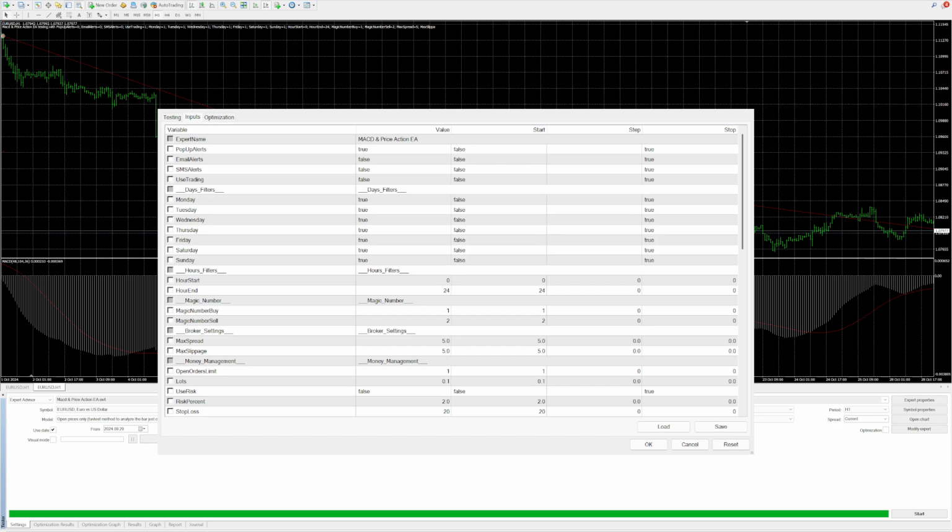So we have here the expert name. This is the name that will be displayed in the comments window of your trades. Can be adjusted accordingly.